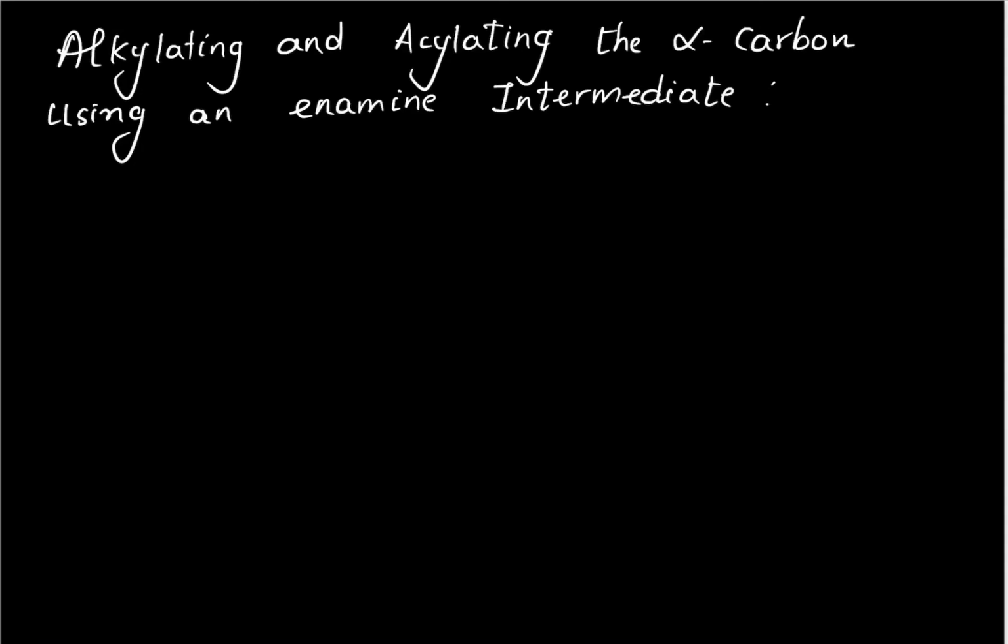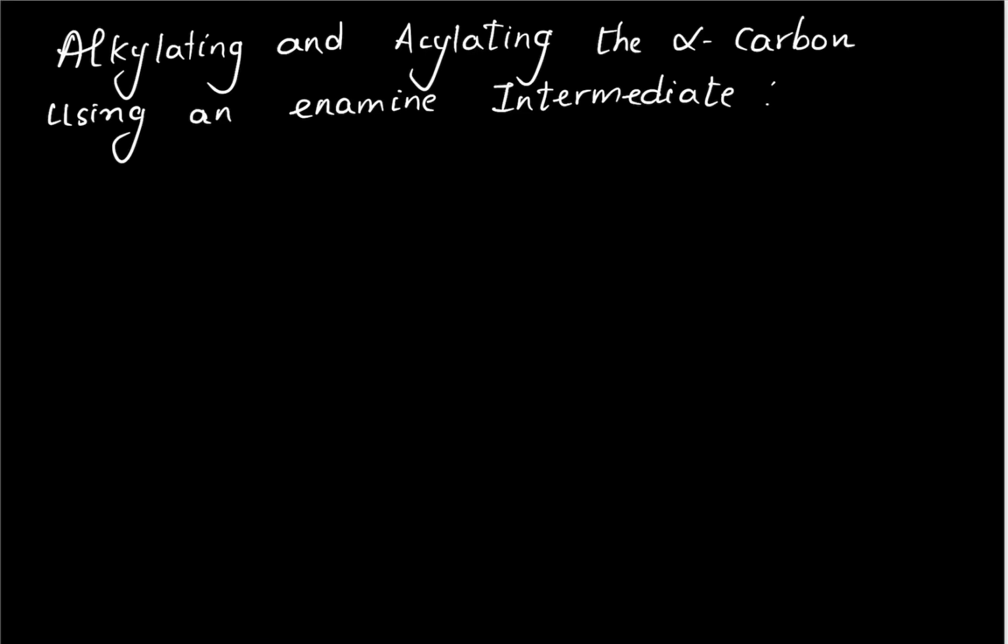Hello everyone, this is the fifth part of the chapter, reactions at alpha carbon of carbonyl compounds. And in this part of the chapter, we are going to talk about enamines. I hope that you guys have a good understanding of what enamines are. Enamines are compounds which are obtained by reacting a carbonyl compound, specifically an aldehyde or ketone, with a secondary amine.